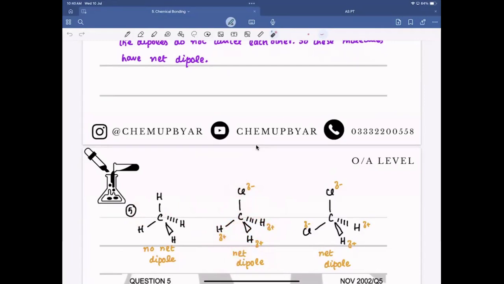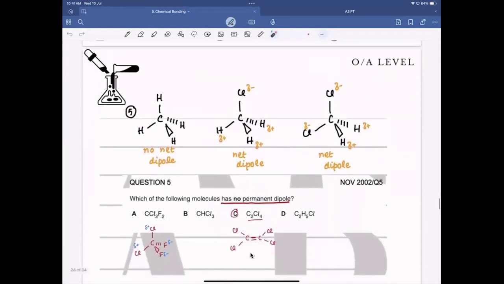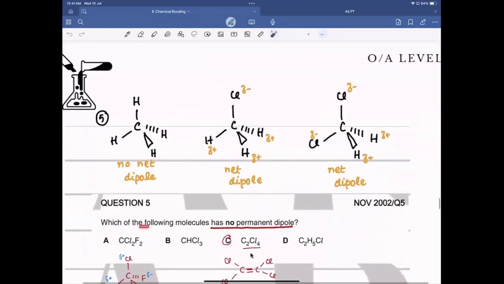The same case over here. If you have any query till here, please ask. Okay. So here they ask you, which one of the following has no permanent dipole?